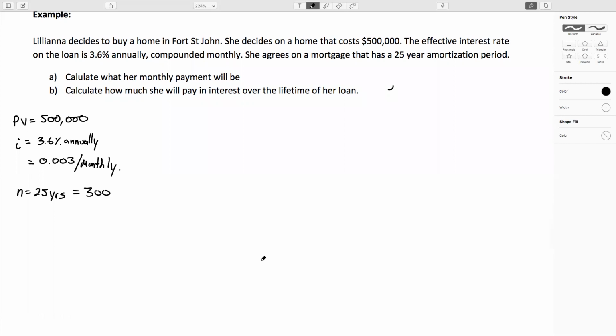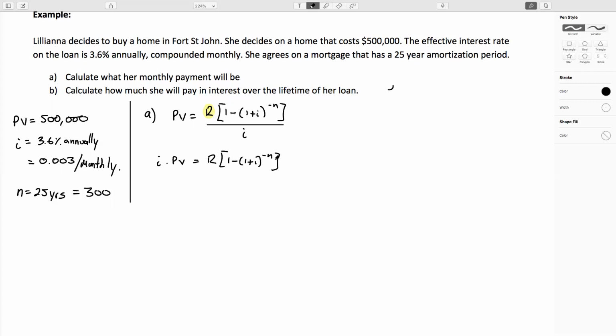All right, write out the formula. Part A. Present value equals R times 1 minus 1 plus I to the negative N, all divided by I. Now we've got to solve for payment, just like we did before, but this time it's a slightly different formula. So we're going to multiply by I, so I times present value is R times 1 minus 1 plus I to the N. We still need to solve for R.